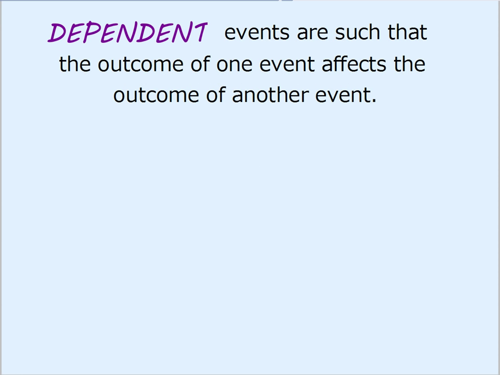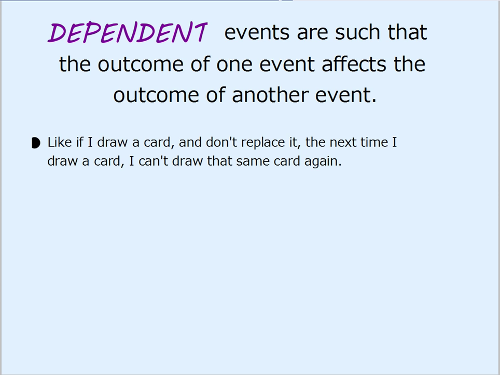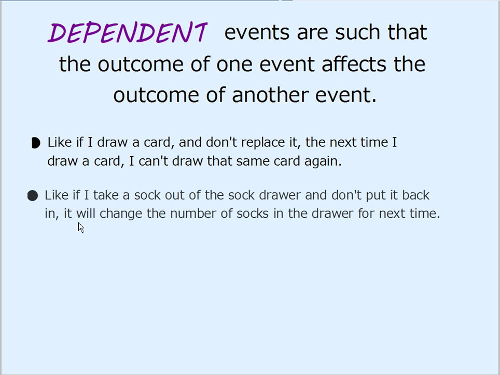Dependent events are ones where the outcome of one event affects the outcome of another. So let me give you some examples for those. If I draw a card and don't replace it in the deck, the next time I draw a card, there's no way that I can draw that same card again. So the outcome of my second event has been changed. If I take a sock out of my sock drawer and don't put it back in, it's going to change the number of socks that I can choose from the next time I need to choose a sock.